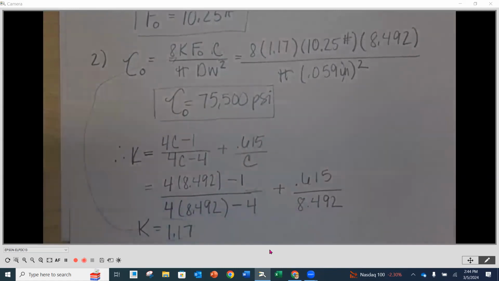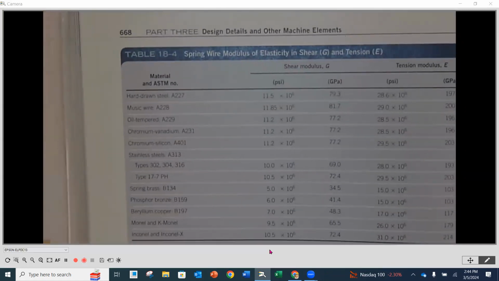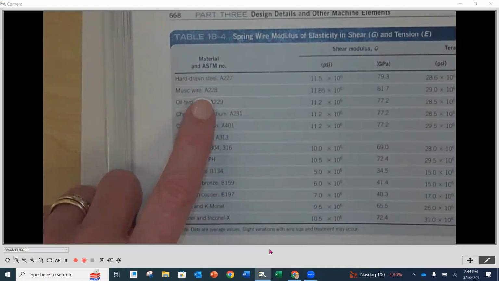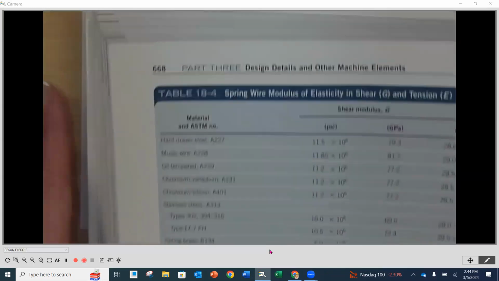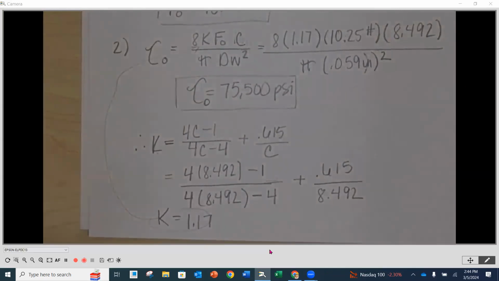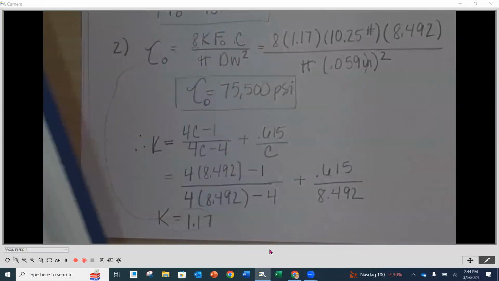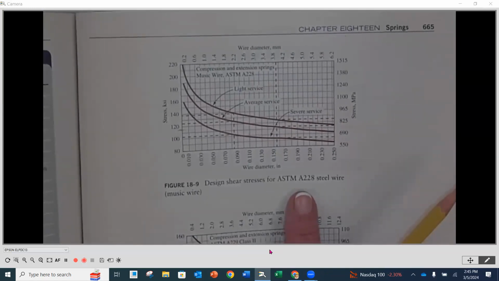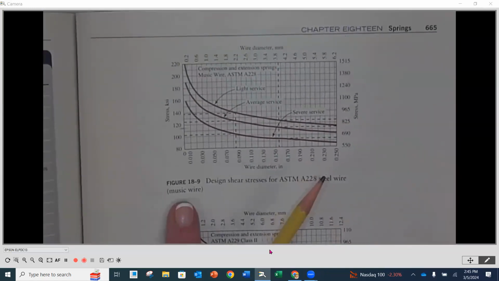And what we need to do is find our material. Now remember, our material was music wire. And on page 668, we use the G of 11.85 times 10 to the 6. So this is A 228. So we want to find the chart where we say A 228. So on those previous pages, hopefully, at the top of page 665, right here is A 228. And it says music wire, right?